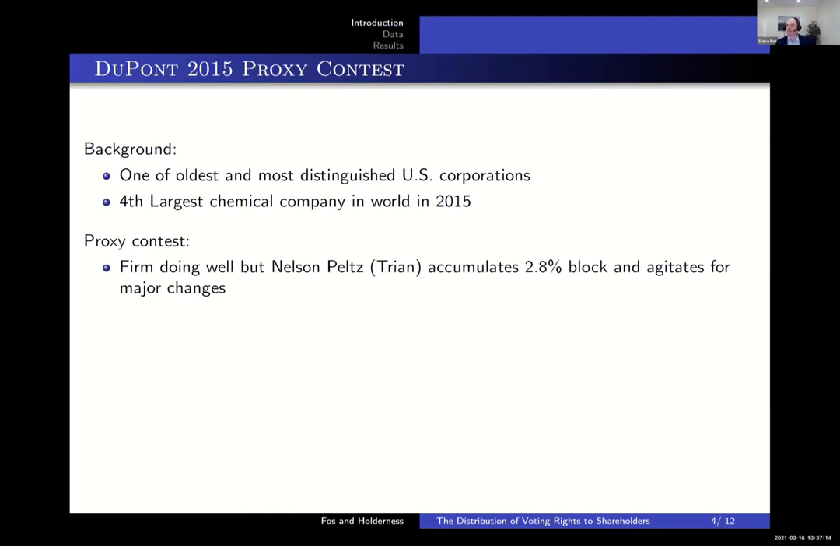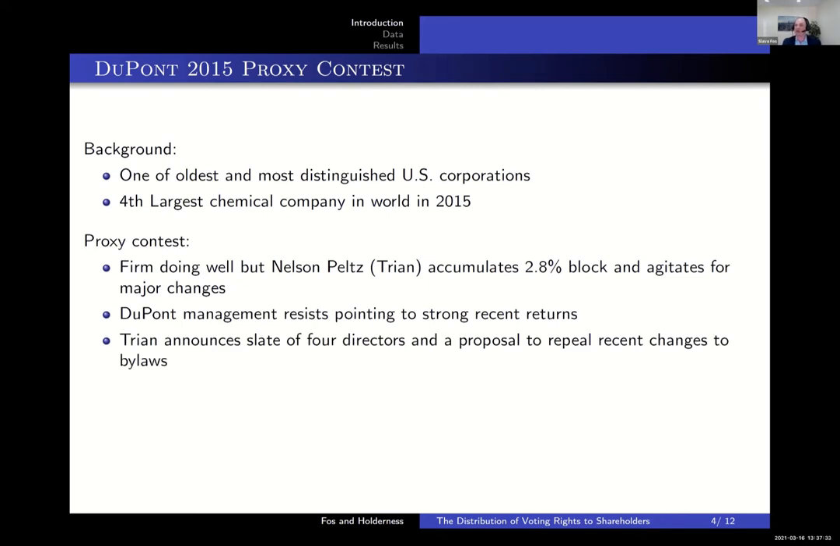In 2015, it was attacked by an activist, Nelson Peltz, who accumulated a substantial stake in the company and wanted several changes to take place. Management resisted, and this engagement very quickly transitioned into a proxy contest. Trian announced that the fund is going to nominate 4 directors for election and also require several changes in bylaws. It was a very intense fight. There was a lot of attention paid by the dissident and the management to this event, and there was a lot of communication going on between the company and activists and shareholders who were supposed to vote.